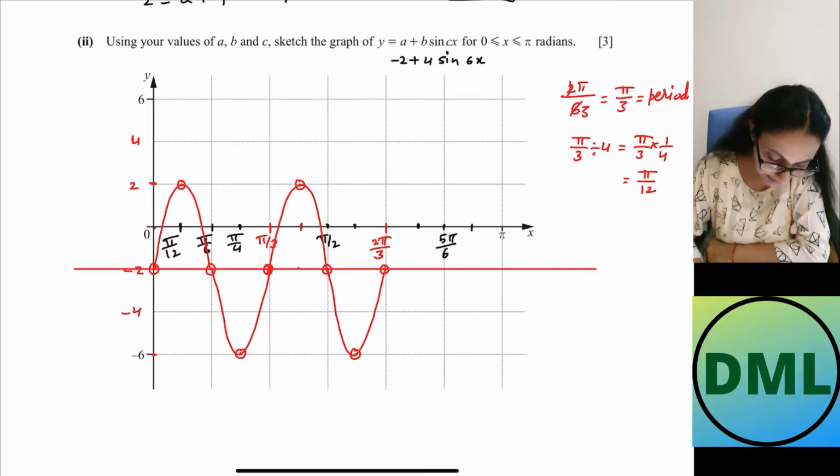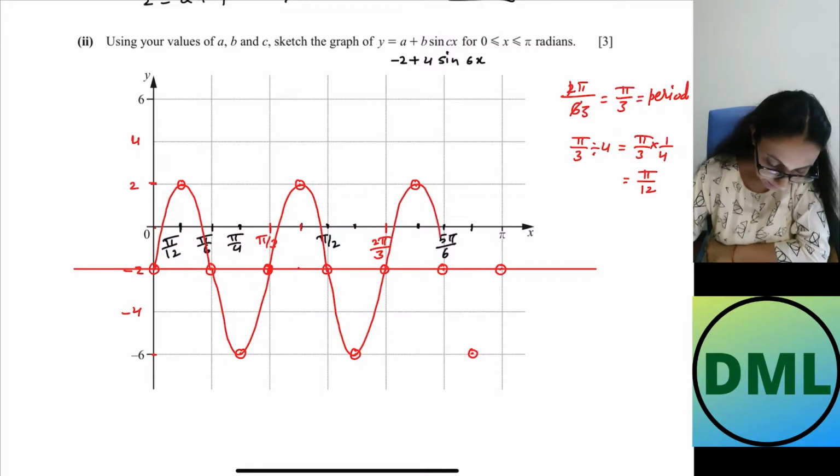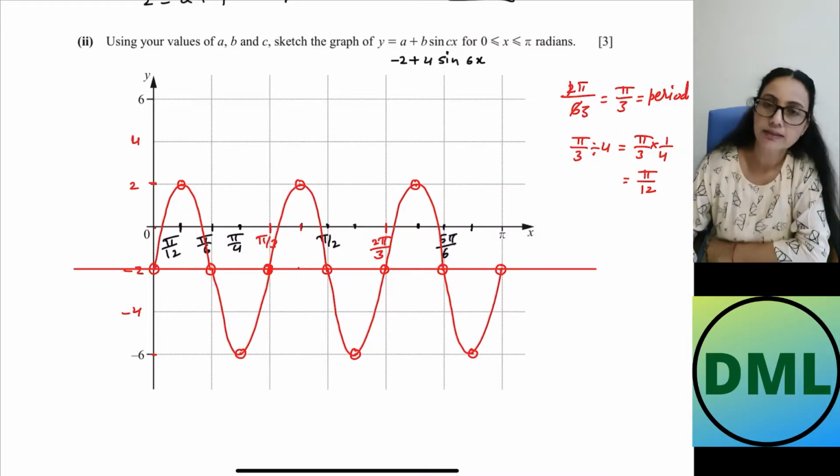Let's plot the next cycle. It will start from the axis. In between, it will touch the amplitude here. 5 pi by 6, it will again touch the axis. In between them, it will go to the amplitude, and then at pi, it will again touch the axis. Now I'll write down the third cycle. So this is my third cycle.